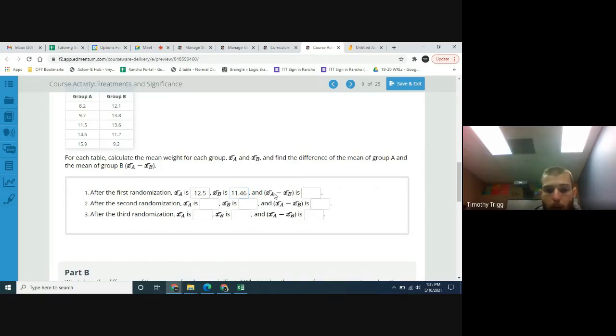Okay. And lastly, we want to find the difference between them. So we're going to subtract these two values, X bar A minus X bar B. So we're subtracting these two sample means. 12.5 minus 11.46, 1.04.